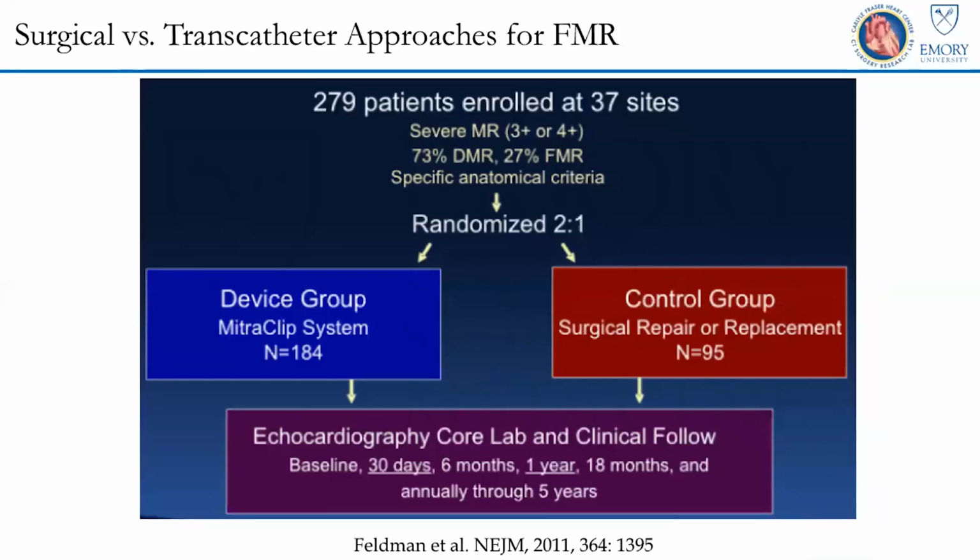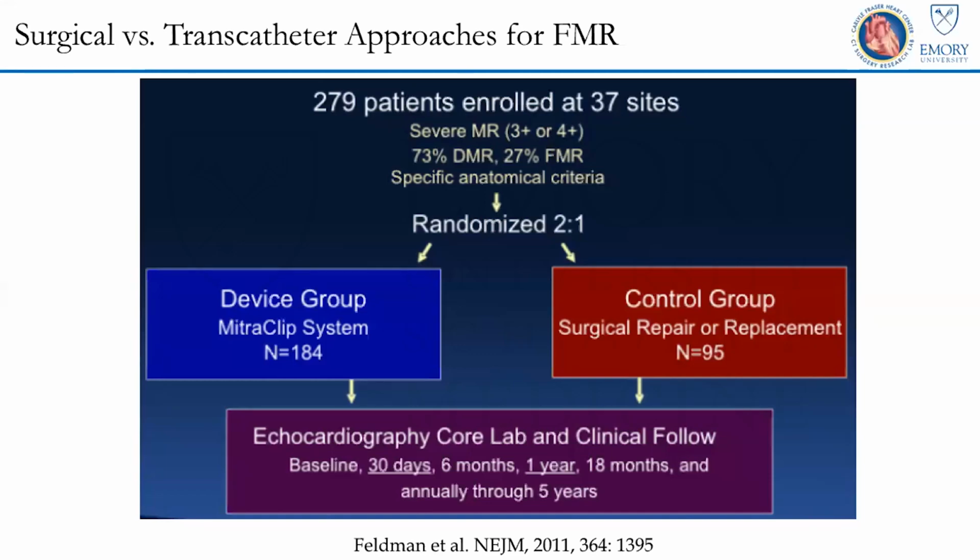So how does this technology compare to surgery? If you have a functional mitral regurgitation patient, should you actually perform surgery, or if you decide to refer them for an FMR intervention, should you refer them to an interventional technique, or should you refer them to surgery? Currently, there is only one randomized trial which has investigated some aspects of this, which is the EVEREST trial, which was the first trial that was performed with the MitraClip system, where 279 patients were randomized to either receive the MitraClip system or to receive surgical repair or replacement.